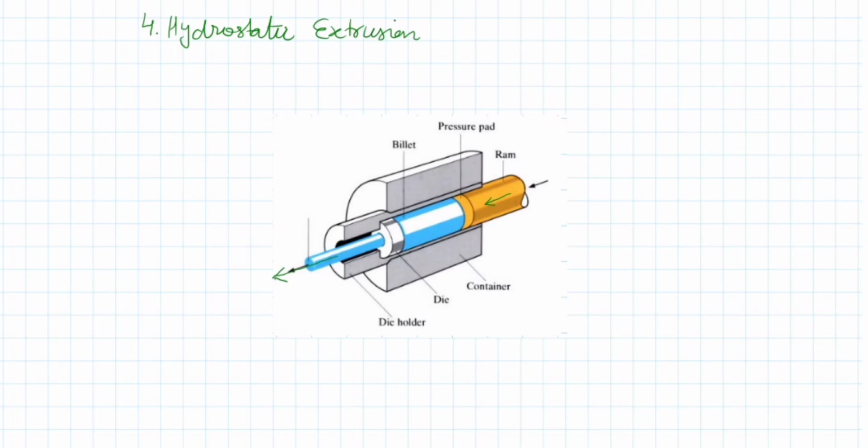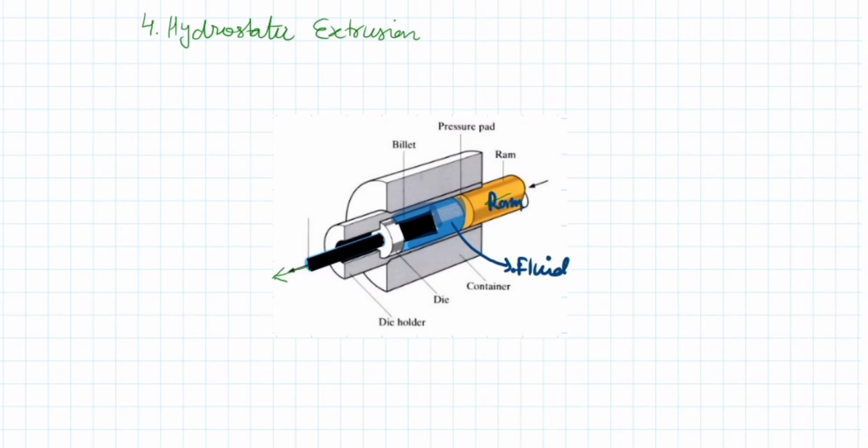So if we consider this as the billet, and this is the die in place. So this is the extruded product, this is the billet, and this billet is in contact with a liquid, a fluid. So this is the fluid, and this is our ram.